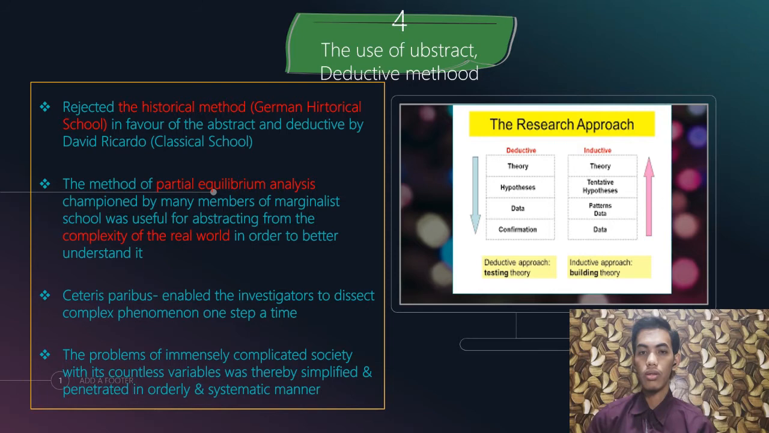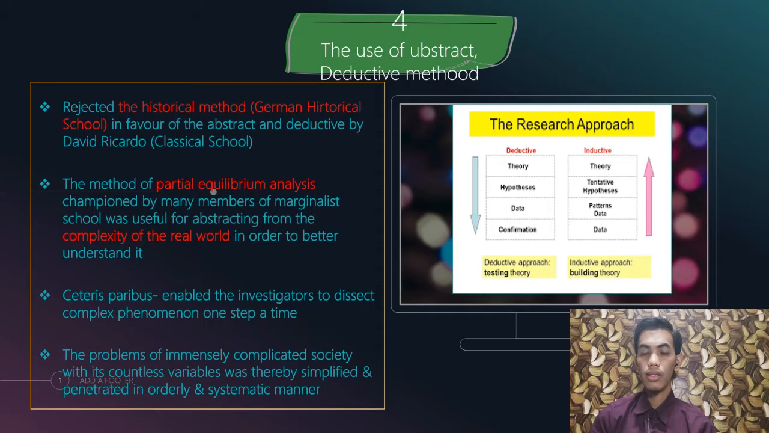The fourth major tenet is the use of the abstract deductive method. The deductive approach is to test the theory, which starts from theory, hypothesis, data, and confirmation. The marginalists rejected the historical method of the German historical school because they agreed more with the abstract and deductive approach pioneered by David Ricardo in the classical school. Ricardo began with basic premises and then used logic to deduce generalizations. His tendency was to use restrictive assumptions to bolster his arguments.